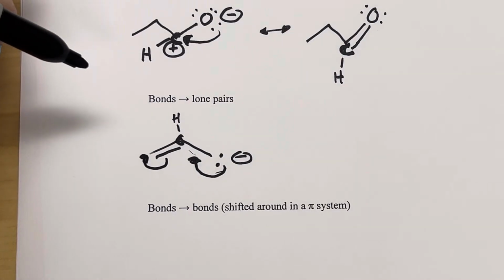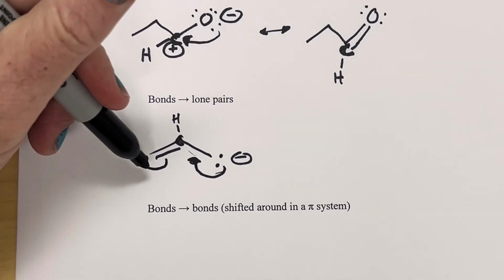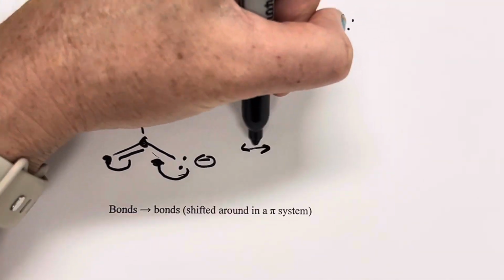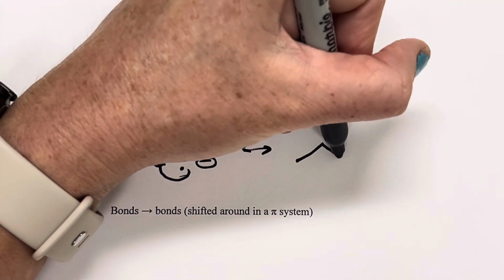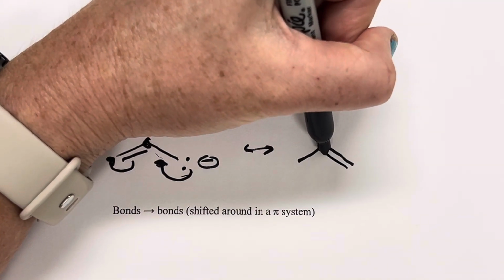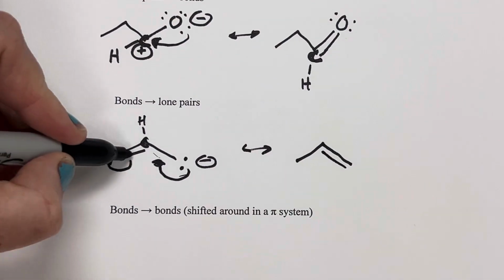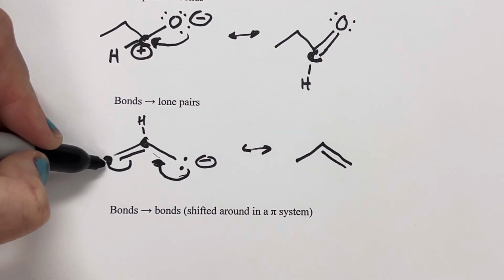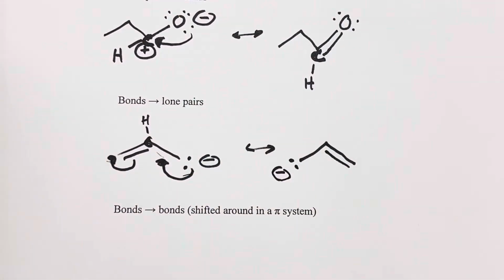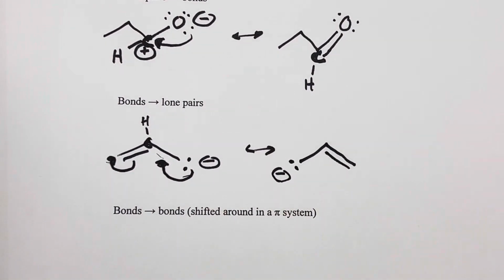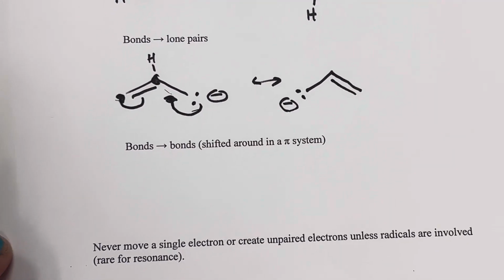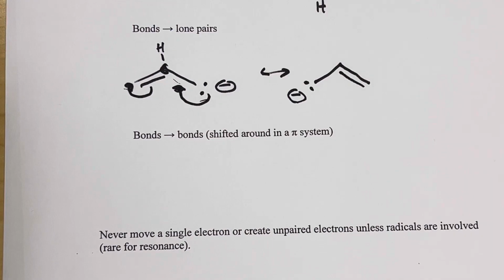So you can always move things to adjacent stuff. You can move a bond to a lone pair, you can move a lone pair to a bond. And what we end up getting in this situation is that this lone pair right here has now formed a double bond. And don't forget that this bond right here, these electrons went onto this carbon. So now the negative charge is over here. All right, the other way we can move electrons around is bond to bonds. So we can shift around in what's called a pi system.